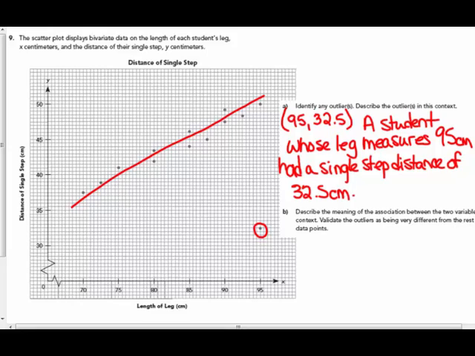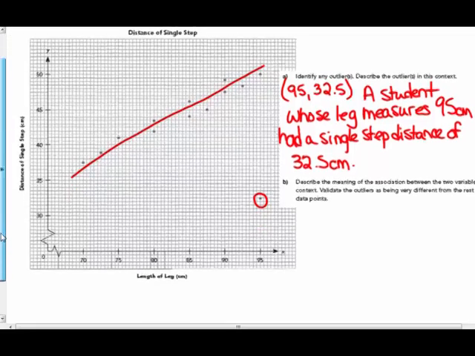I could have said that the other way around too. I could have said that the data point (95, 32.5) represents a student whose distance of a single step is 32 and a half centimeters had a leg length of 95 centimeters. I could have said it that way too, but I said the x value first. A student whose leg measures 95 centimeters had a single step distance of 32 and a half centimeters. That's the context. Describe the meaning of the association between the two variables in this context. Validate the outlier as being very different from the rest of the data points.